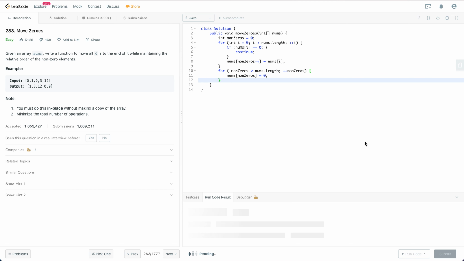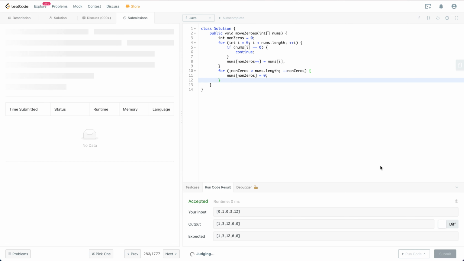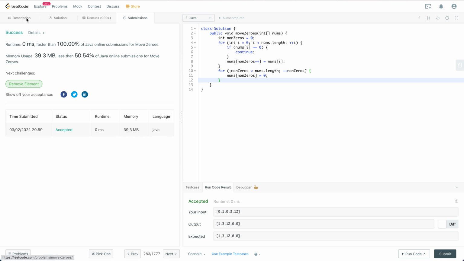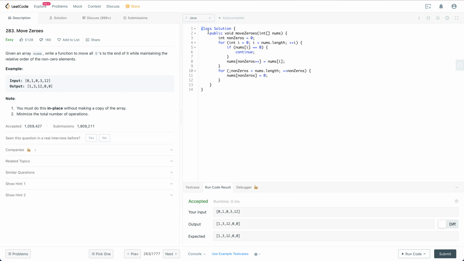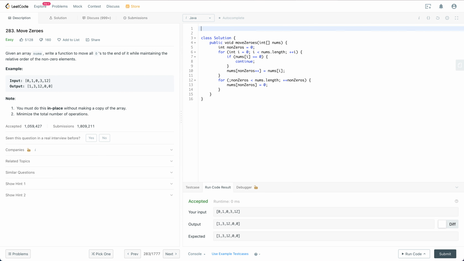So let's do a summation for it. So everything works well. So let me briefly cover the general procedure you should follow in a real interview.